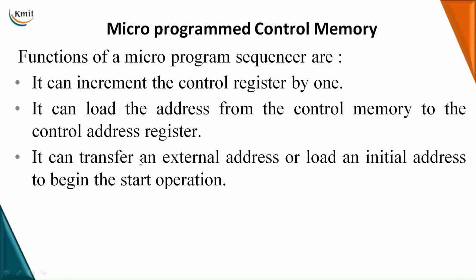And one more thing, it can transfer an external address or load an initial address to begin the start operation. For example, if it is the start of a particular program, then it can be a starting address where the first micro operation is stored in the control memory. Maybe the starting address is 0. That can also be loaded into the control address register. So it can be anything. It can either increment the contents of the control address register, or load the address from the control memory into the control address register, or load an initial address to begin the start operation. So these are the functions of a microprogram sequencer.